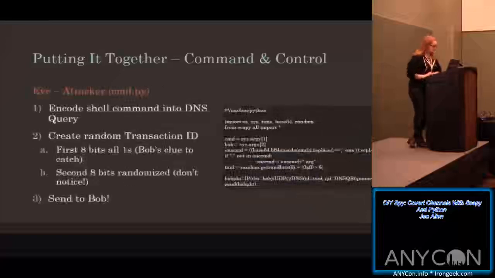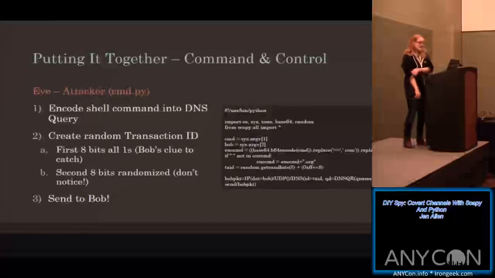So we have Eve the attacker, and if you want to grab command.py, that's on the GitHub. First of all, we're going to encode the shell command into a DNS query. To use Scapy, it's very simple. From scapy.all import *, and the command and IP address of Bob are going to be taken from the command line. As I warned you, it's very raw, dirty Python.